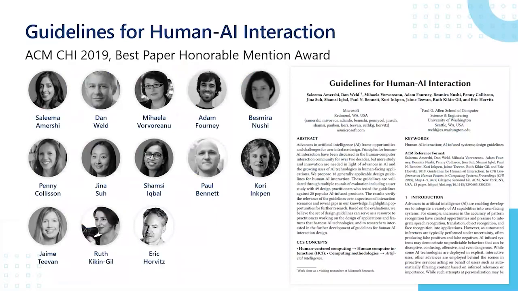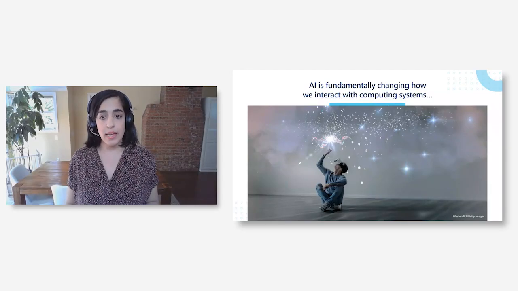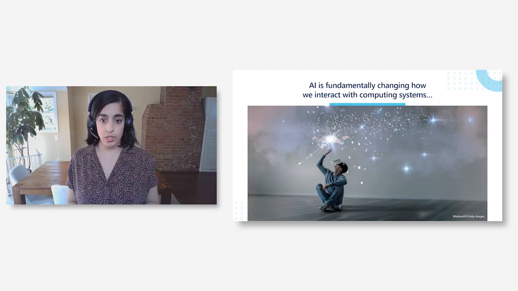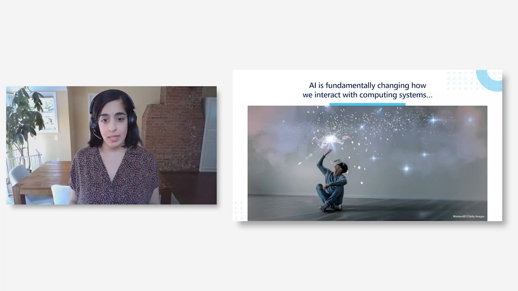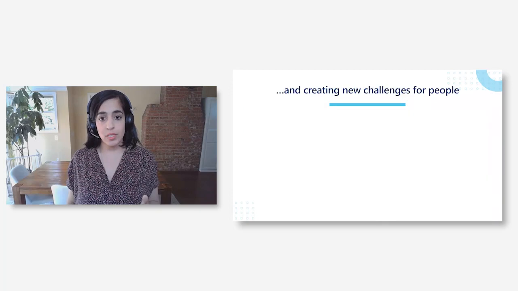So the guidelines were a collaboration with people across Microsoft, including research and product, to synthesize and validate best practices for human AI interaction. And now we created the guidelines because not only is AI extending into our everyday lives and our technologies, it's also fundamentally changing how we interact with those technologies. For example, it's introducing new methods of interaction and new sensing capabilities.